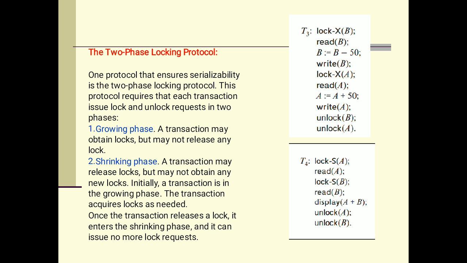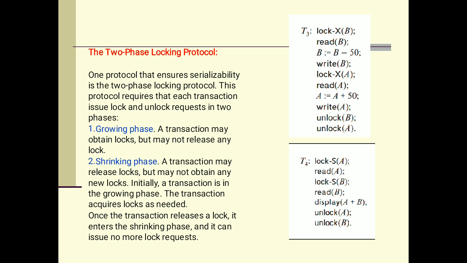Initially a transaction is in growing phase and the transaction acquires the locks as needed. Once the transaction releases a lock, it enters into the shrinking phase and it can issue no more lock requests. This scenario is described in the besides figure, that is T3 and T4 transactions.